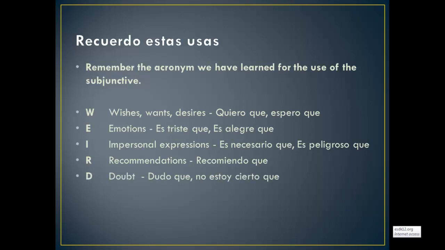And D is doubt, for which we're going to use dudo que from the verb dudar, and no estoy cierto que. And doubt can be a little bit tricky. We'll come back to that in a second. And O, which is ojalá, ojalá que. I hope. It comes from Allah, so think of it as more than espero que. It's like I really, really hope. I hope to God, please let this really happen. That's the feeling.